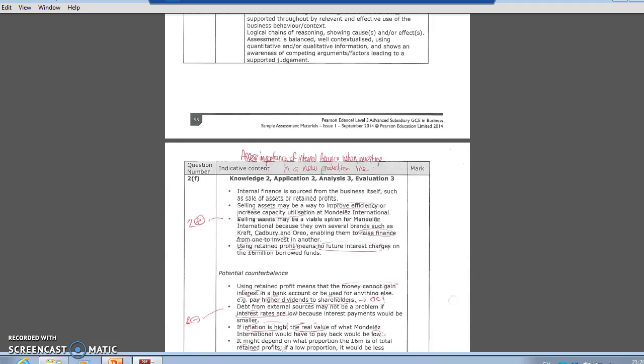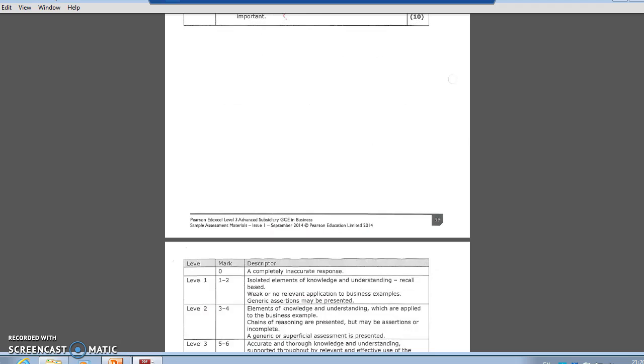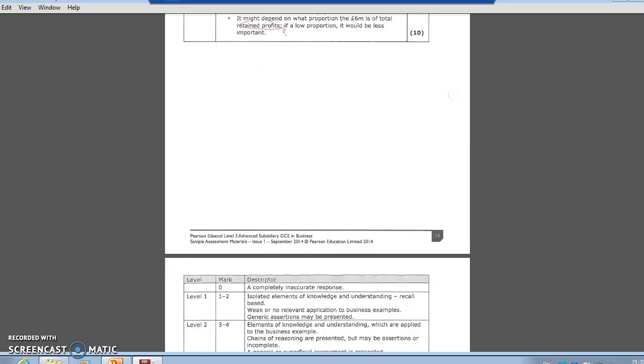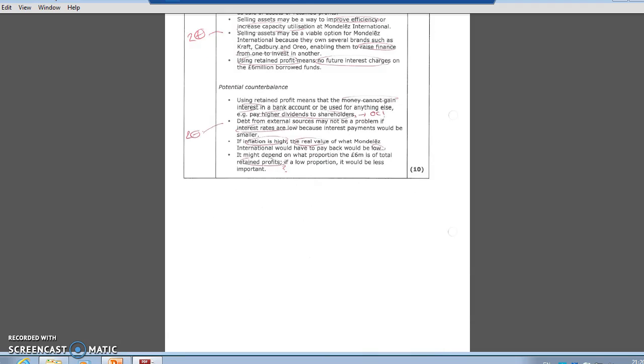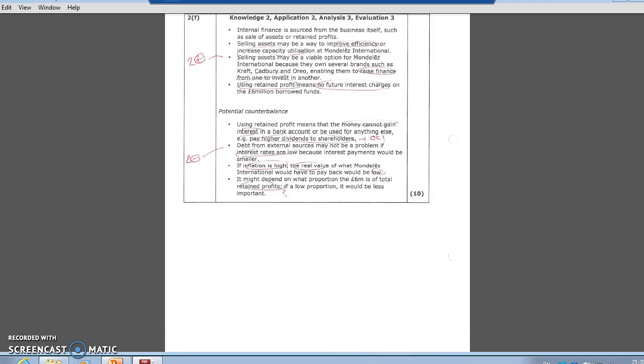2F was: assess the importance to this business, Mondadil International, of using internal finance and investing in a new production line. Again, this one was overall quite poorly answered, I'd say. Was the question all about internal finance versus external, basically? Okay, so your two agreeing points saying yes, internal is great, it's organic, it's bit by bit, you're not going to dilute your control and you're not going to pay interest, all these agreeing points.